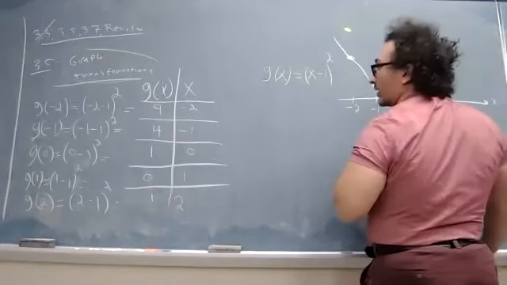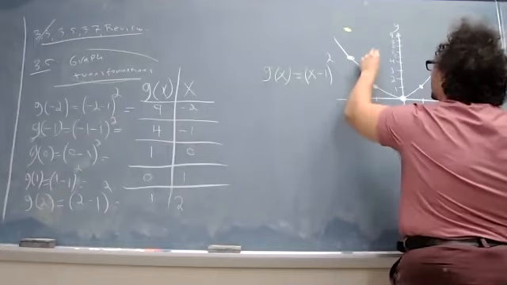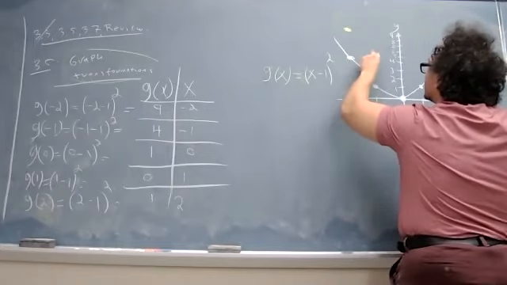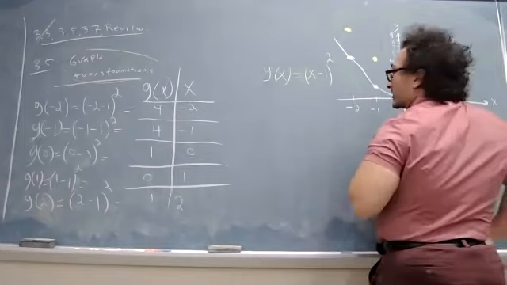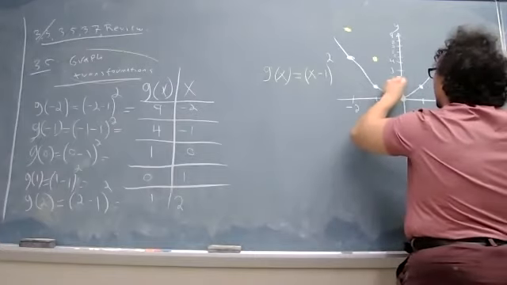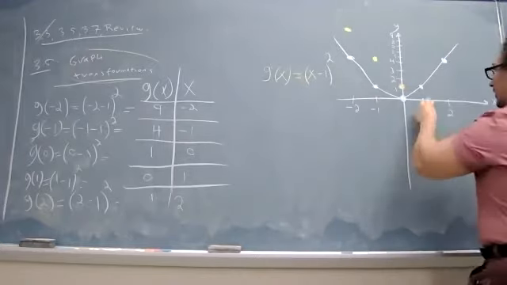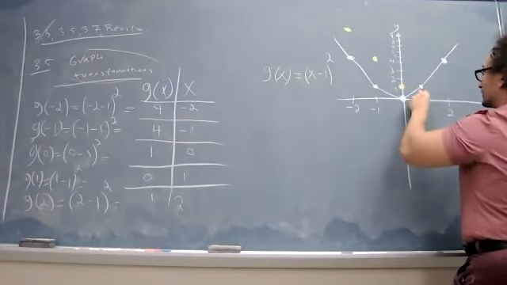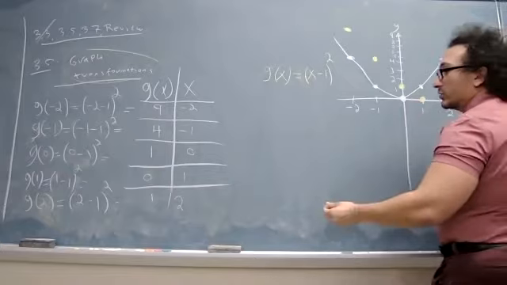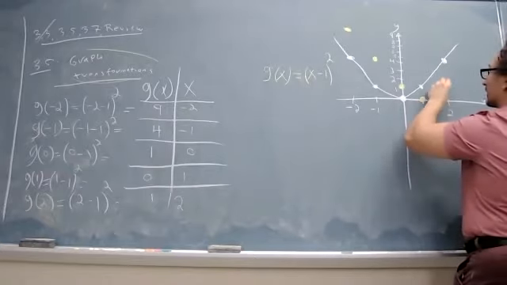I go to -1, I find a 4, I put a dot. I go to 0, I find a 1, and I put a dot. I go to 1, I find a 0, and I put a dot. I go to 2, I find a 1, I put a dot.